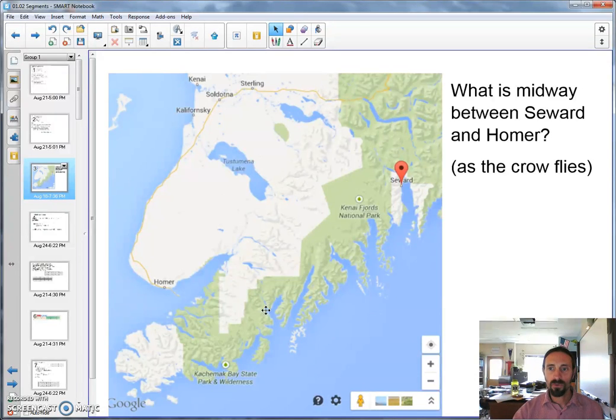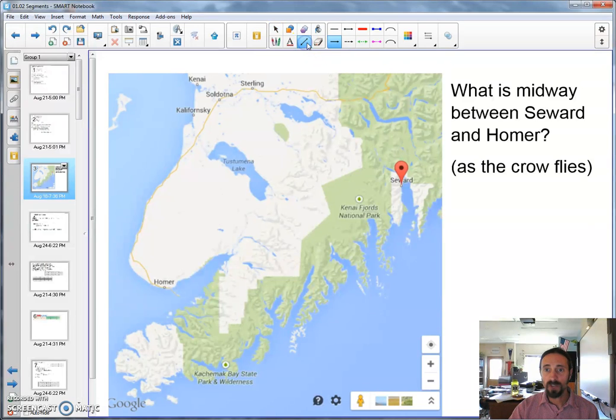This is section 1.2, all about constructing and measuring segments. We're going to do some work in class with compasses, so don't worry about that part of it now, but you do need to get the basic idea of what segments are and how to measure them. One thing that comes to mind all the time is when you deal with a midpoint, or the idea of midway. So what is midway between Seward and Homer, as the crow flies?